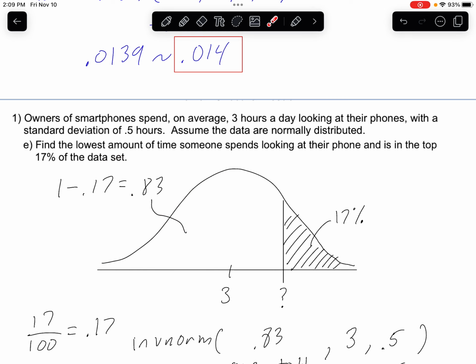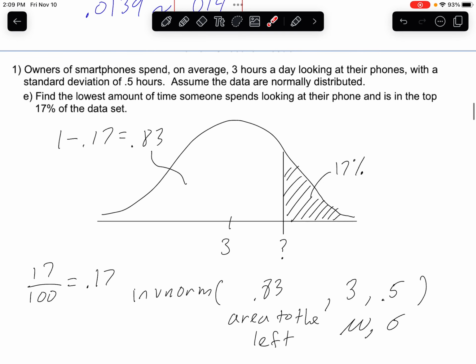And this is important because our inverse normal distribution function, which we're going to use in order to calculate this data value, wants us to put in the area to the left of this data value, not the area to the right of the data value. So by declaring this as 17% based on what we're being told, we have to subtract that 0.17 from the number 1 in order to get this 0.83 size of this unshaded area.